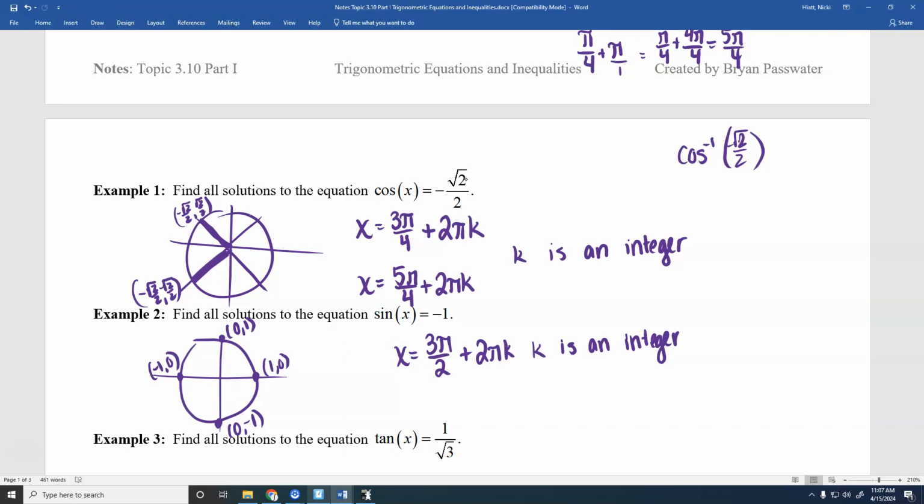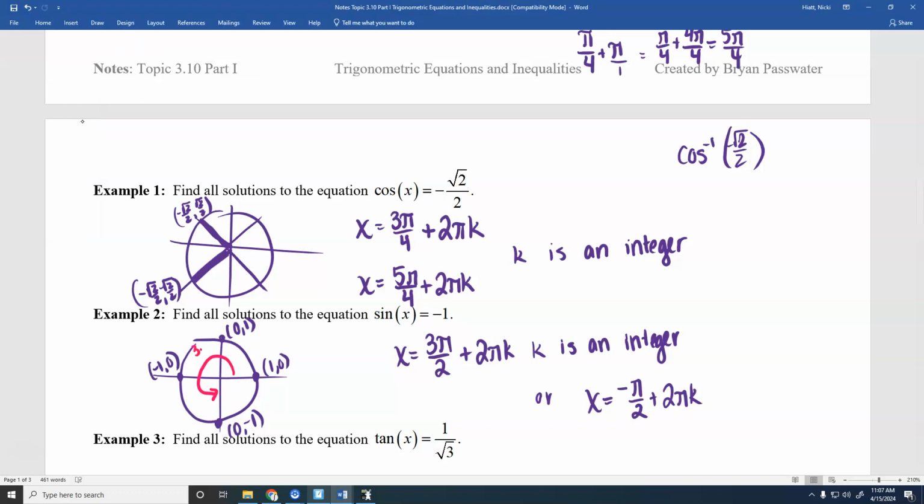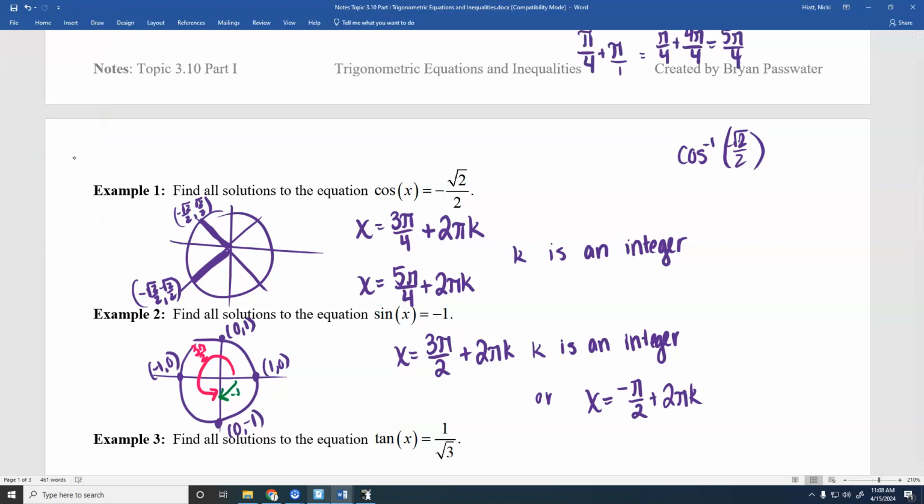Would this be an acceptable answer? Negative pi over 2 plus 2 pi k, where k is an integer. Okay? Why would that be okay? It's backwards, right? Because 3 pi over 2 is like if we go this way, right? That's 3 pi over 2. But if I do negative pi over 2, it's the same place, but it's just backwards. So it just depends on that.